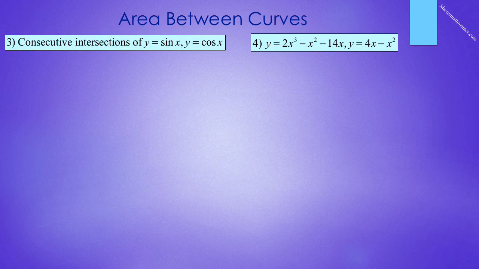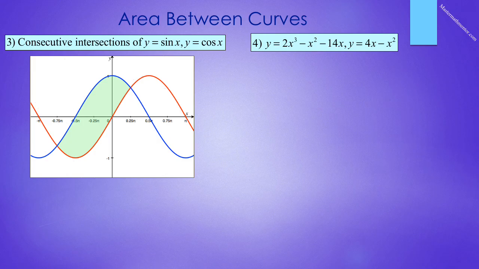In problems 3 and 4, we are asked to find the area between curves where we have to find the points of intersection between the two curves. In number 3, we're asked to find the area between any two consecutive intersections of y equals sine x and y equals cosine x. We graph both functions close to the y-axis.